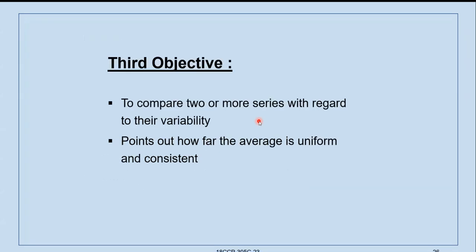Third objective is to compare two or more series. We have compared three series like that. Points out how far the average is uniform and consistent. So in all the three series, we understand what is the difference between the averages and how can we rely on them for the analysis. First and second we can rely. Third, we cannot rely on the average. That is the meaning.